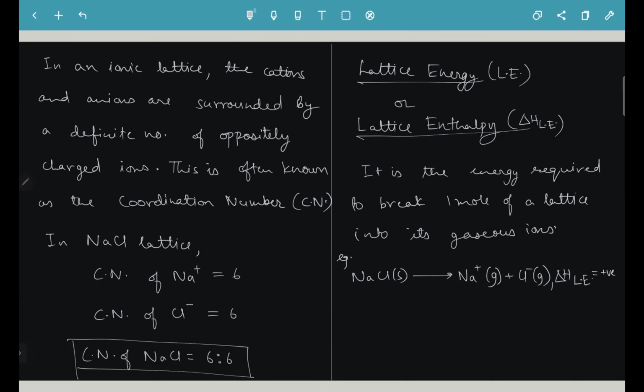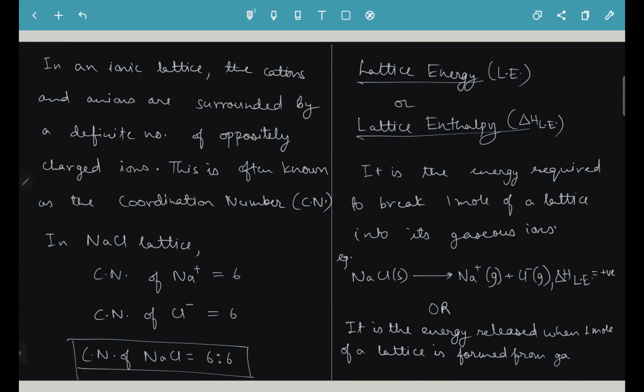Another definition for lattice energy is in terms of formation of a lattice. We can define lattice energy also as the energy released when 1 mole of a lattice is formed from gaseous ions.